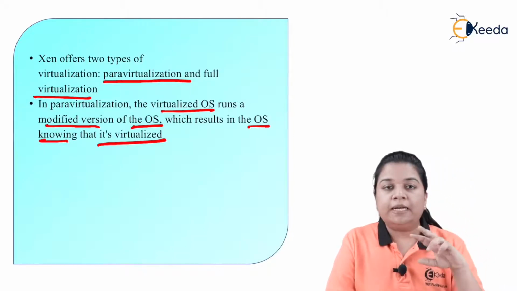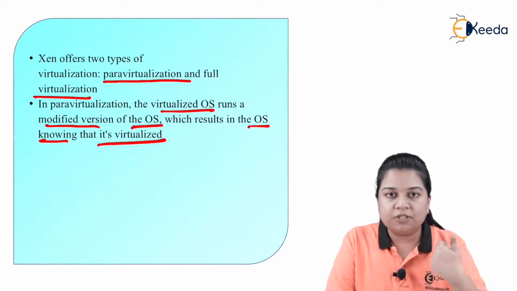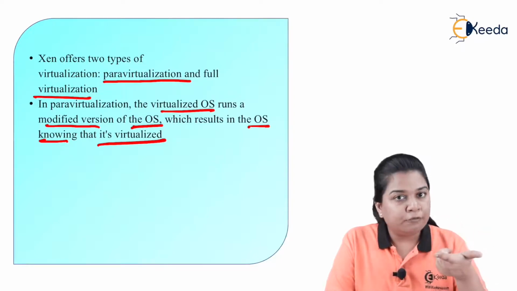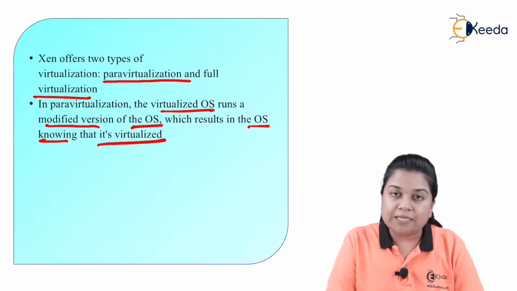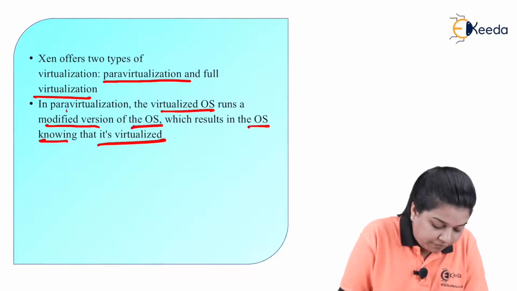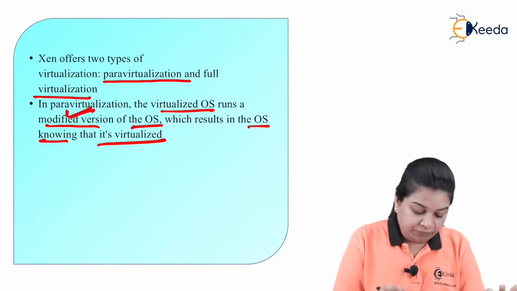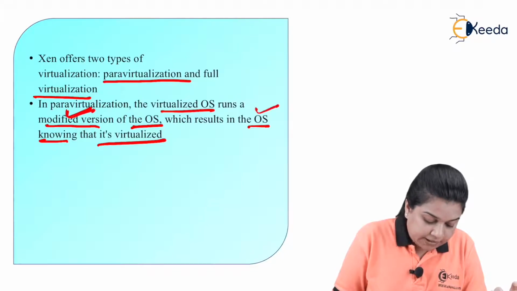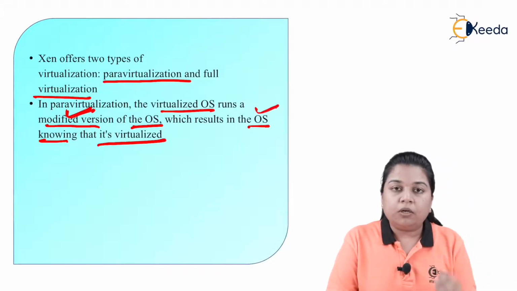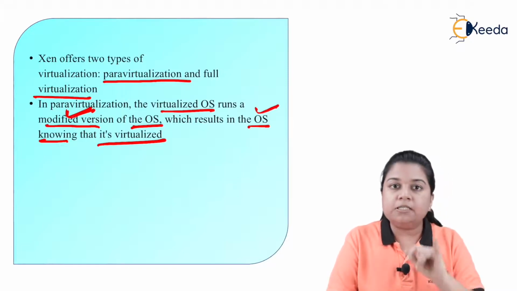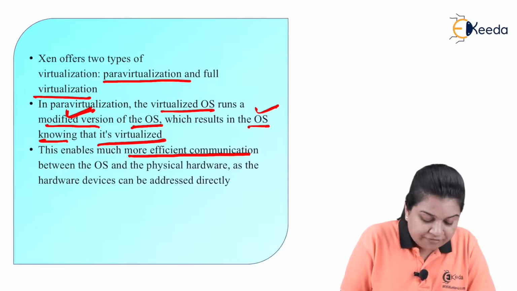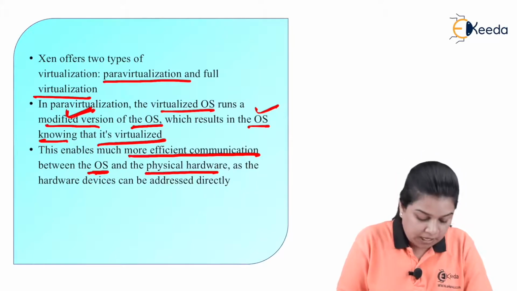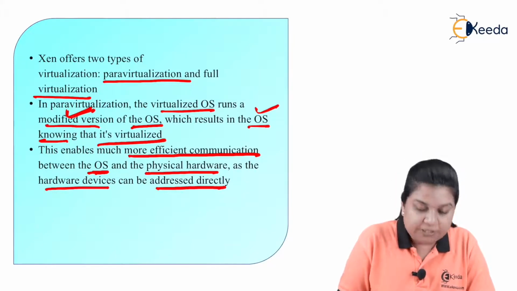Now we know that Xen offers two types of virtualization. First one is paravirtualization and second one is full virtualization. Now again, what happens in paravirtualization? The virtualized operating system runs on the modified version of the operating system, which results in the operating system having the information that it is virtualized. This enables much more efficient communication between the operating system and the physical hardware, as the hardware devices can be addressed directly.